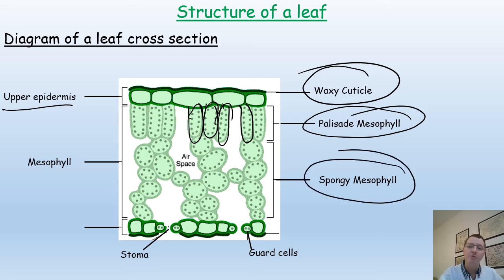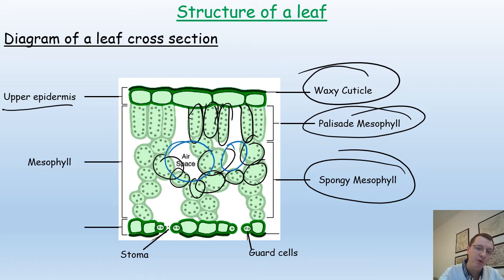Below those, we have the spongy mesophyll cells. Spongy mesophyll cells are also cells highly adapted for photosynthesis. Whereas a palisade mesophyll cell is adapted to try and absorb as much light as possible and have the highest rate of photosynthesis, a spongy mesophyll cell is designed to absorb as much carbon dioxide as possible and therefore have a very high rate of photosynthesis. And they do this by having a spongy structure which incorporates different air spaces between the cells.